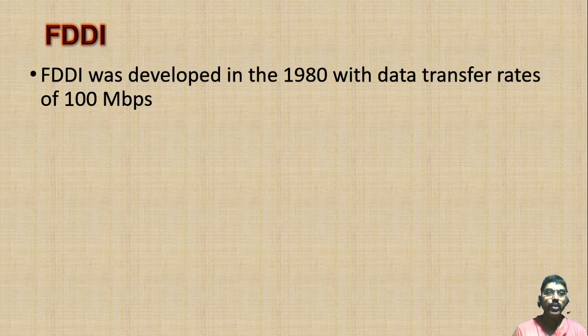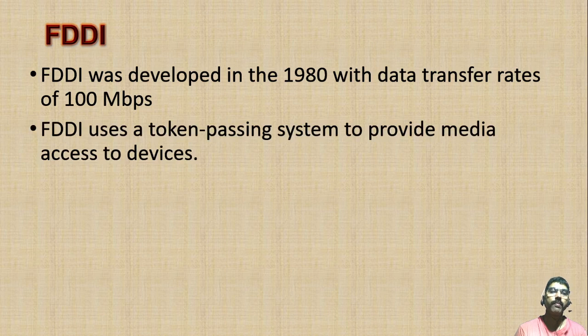Next topology is called FDDI, Fiber Distributed Data Interface. FDDI was developed during 1980, and its data transfer rate is 100 megabits per second. Just like token ring, it also uses a token passing system to provide media access to devices.